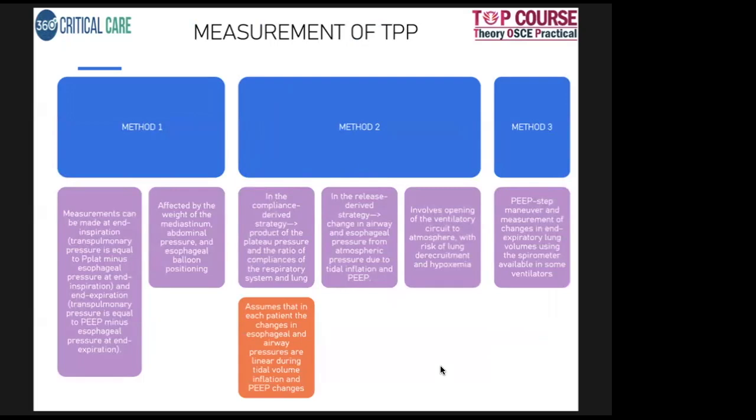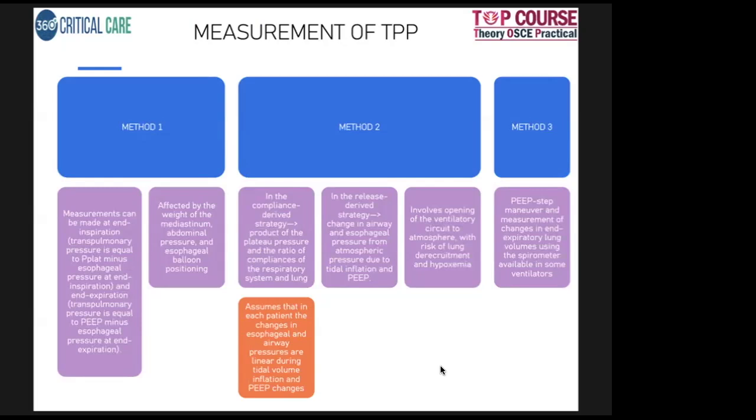Okay. There is a method 2, where there is a compliance-derived strategy and a release-derived strategy. In the compliance-derived strategy, the product of the plateau pressure and the ratio of the compliances of the respiratory system and lung is included. And in the release-derived strategy, changes in the airway and the esophageal pressure from the atmospheric pressure due to tidal inflation and PEEP are included. So it involves opening of the ventilatory circuit to atmosphere with the risk of lung derecruitment and hypoxemia. So this method assumes in each patient that the changes in esophageal and airway pressures are linear during tidal volume inflation and PEEP changes.